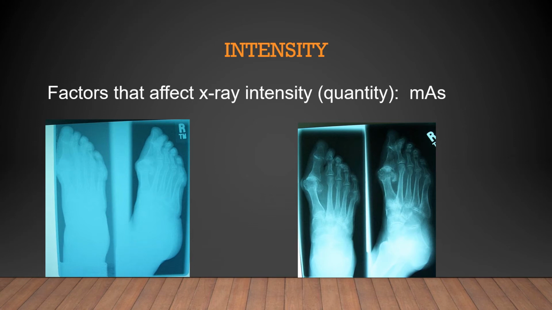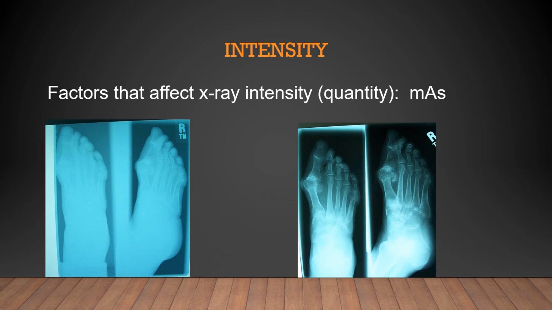Now, what's going on with these x-rays? Well, there are some factors that affect the x-ray intensity or the quantity of the beam. The first thing that affects the intensity of the beam is milliamps per second. So let's take a look at this a couple different ways. The very first x-ray, let's think of that x-ray as it was exposed at 50 kVp, and it was just a quarter of a second. It was hardly any exposure whatsoever.